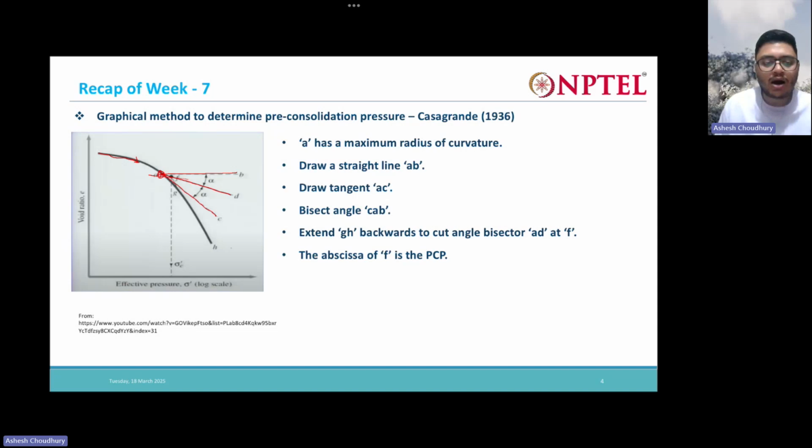Now you can see we have this straight lagging part of the curve. We extend this part to intersect the angle bisector AD at the point F.